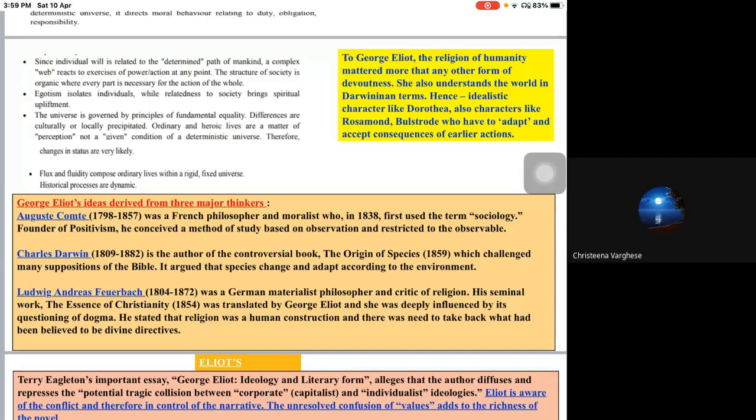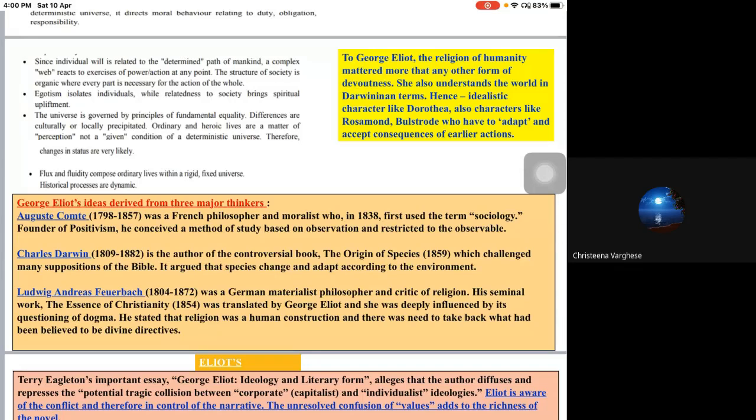The universe is governed by principles of fundamental equality. Differences are culturally or locally precipitated. Ordinary and heroic lives are a matter of perception, not a given condition of a deterministic universe. Therefore, changes in status are very likely. And flux and fluidity compose ordinary lives within a rigid, fixed universe. Historical processes are dynamic. They are things that are alive, things that are being made even as we speak.